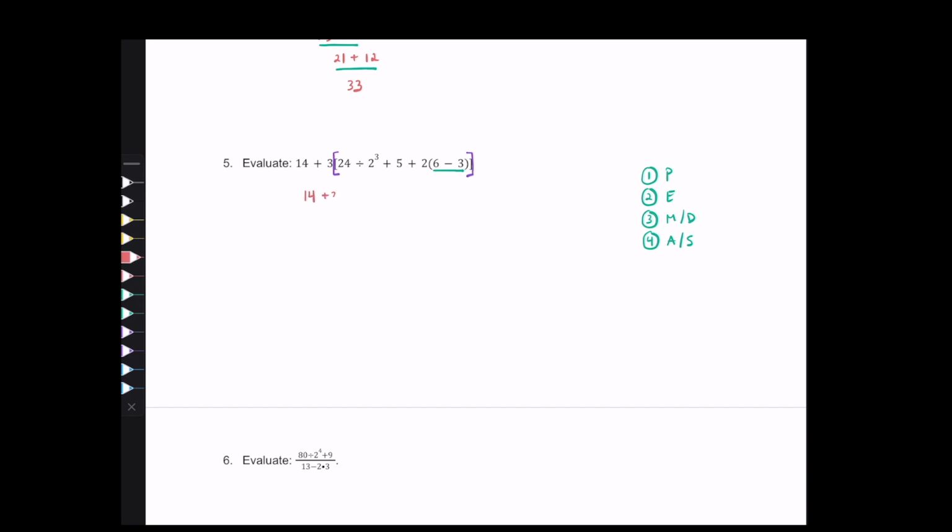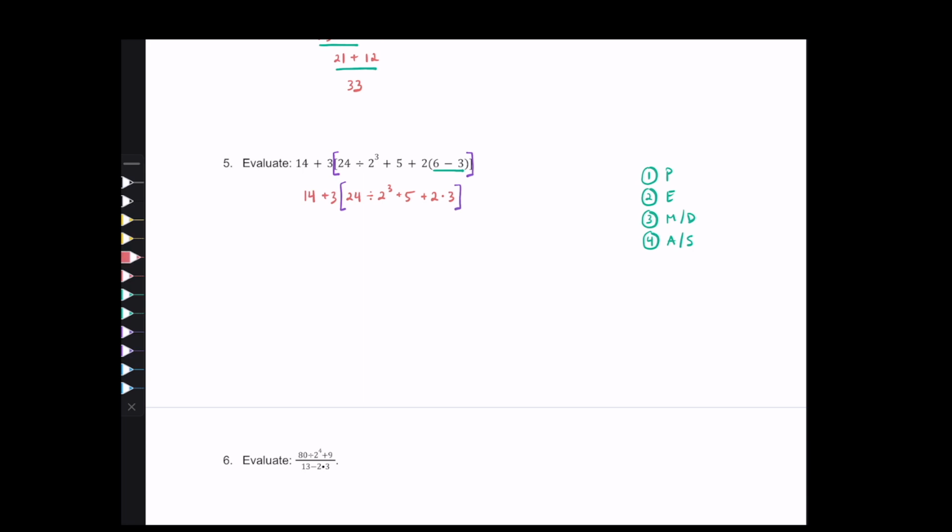So 14 plus 3. And then we're going to leave that 14 and 3 alone for a good while here. We'll have 24 divided by 2 to the 3rd power plus 5 plus 2. So copying all of that, and then 6 minus 3 is just 3. And so this is really 2 times 3. If you want to keep the parentheses, that's fine, but it really just means multiplication here. It's not a grouping symbol.